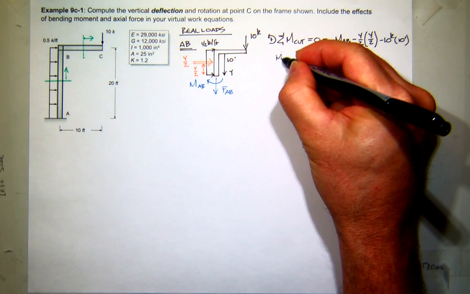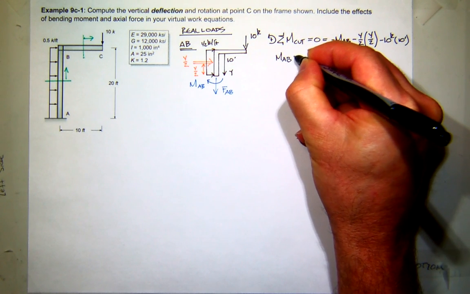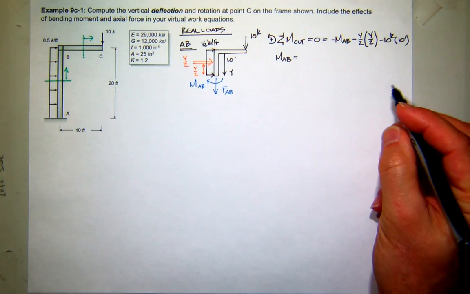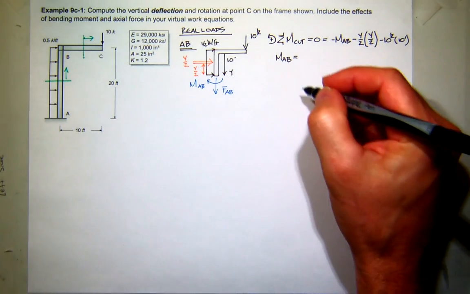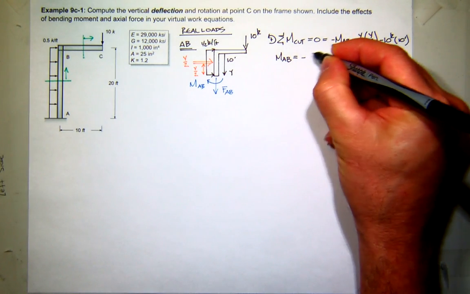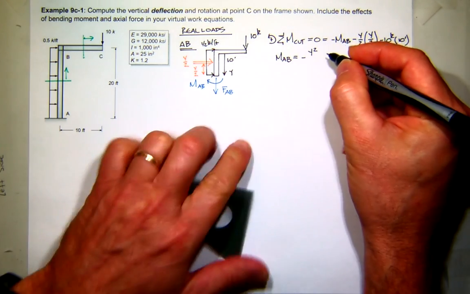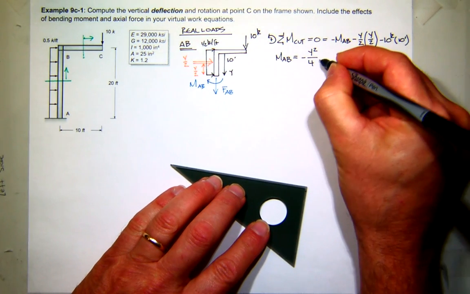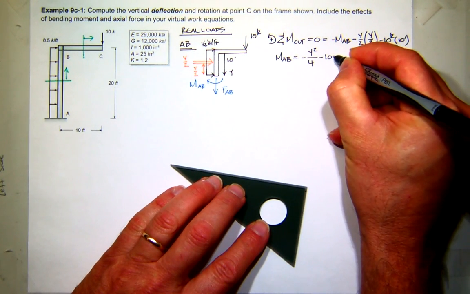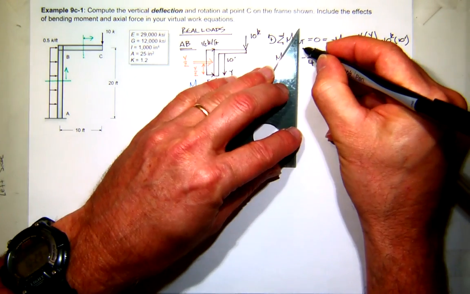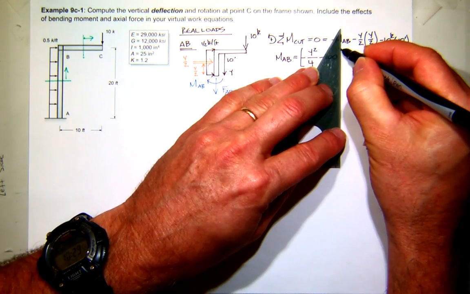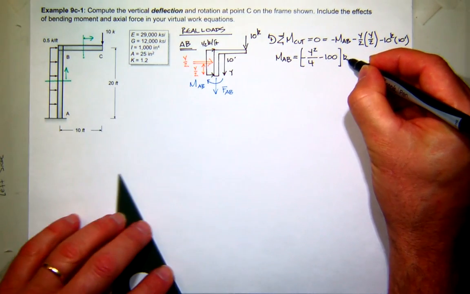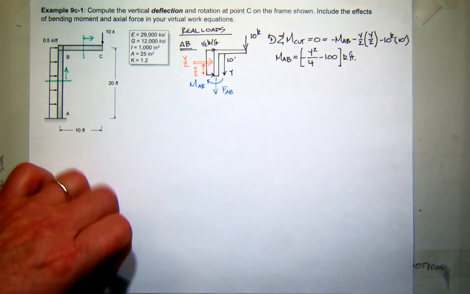So the moment in AB is going to be negative y squared over 4 minus 100. And that will have the units of kip feet.